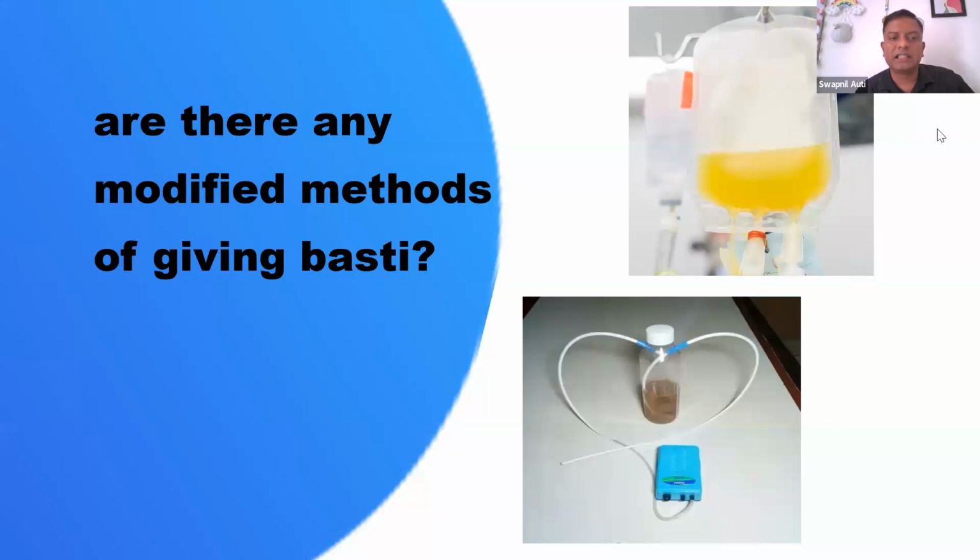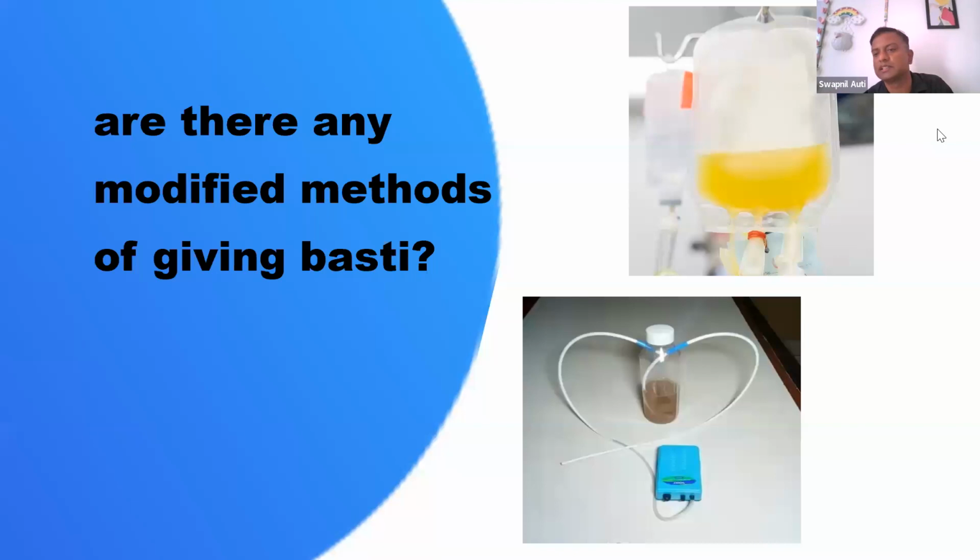So are there any modified methods to give the Basti? I have come across some of the methods, like one drip method I have seen in Ahmedabad College. Rakta Basti was given by the drip method. It was a very interesting method. In that, the duration to give the Basti was around 25 minutes to half an hour. And they intend to keep the Basti longer in the rectum, so that it can get absorbed. So absorption was the target, hence the method is modified.